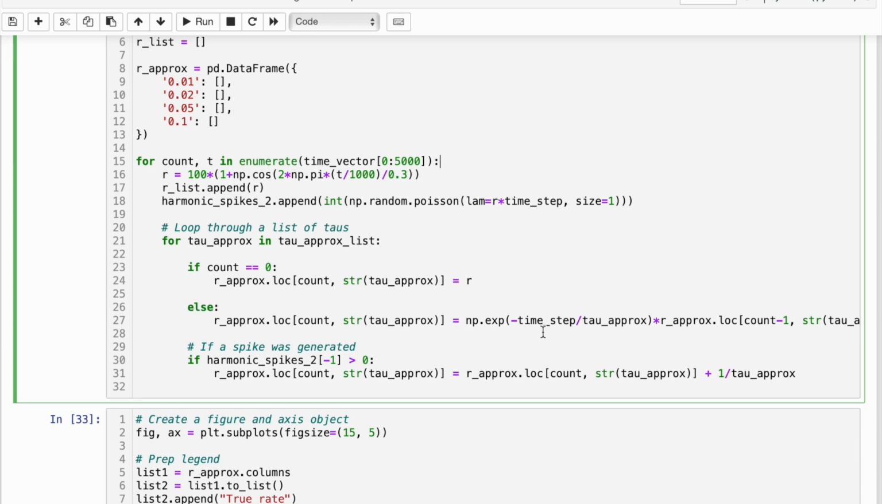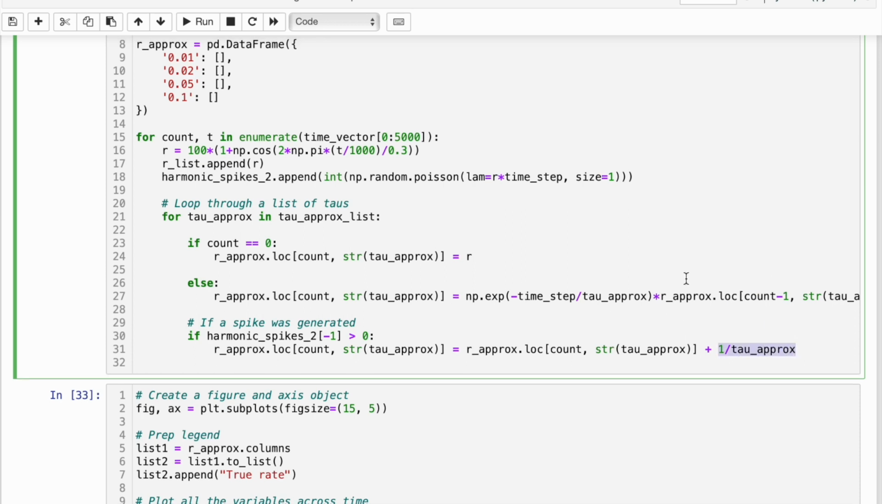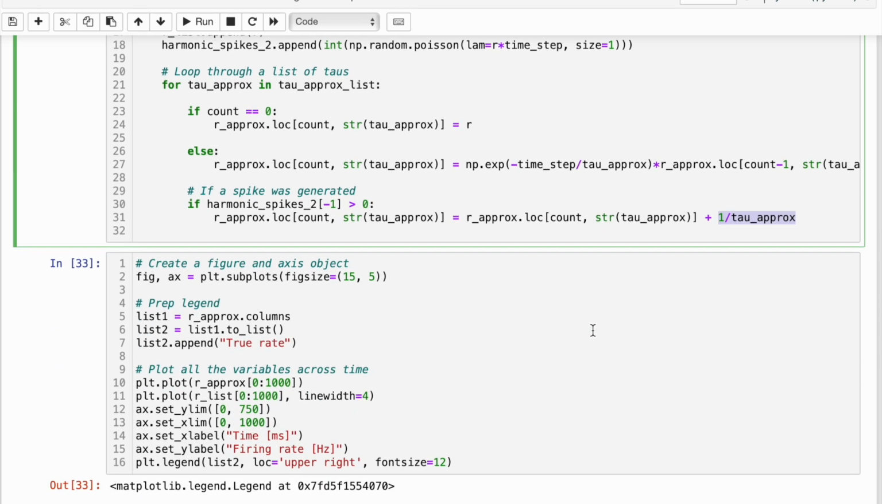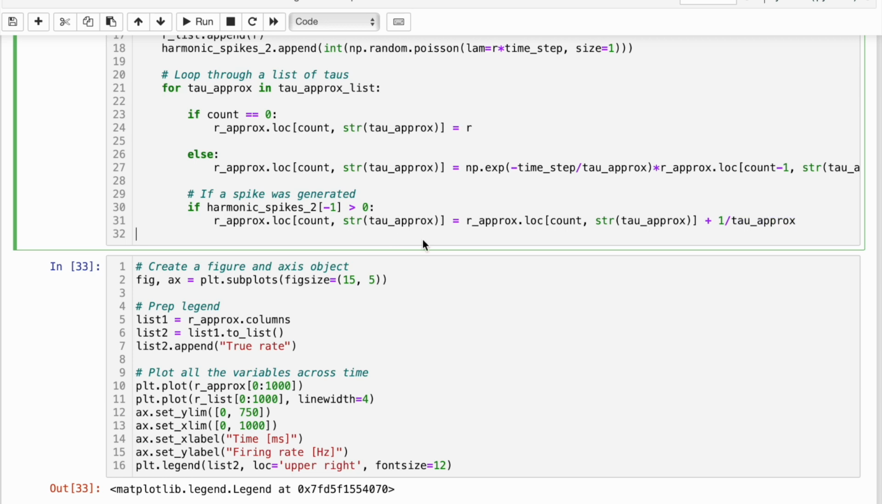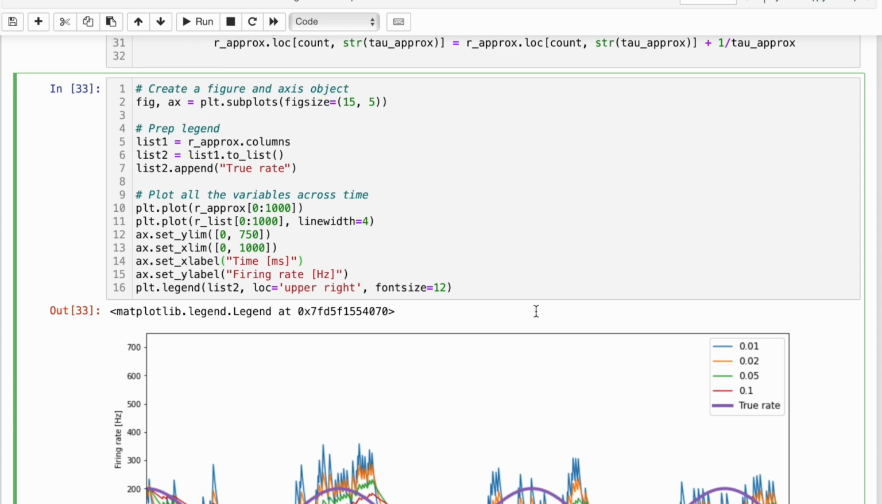And then we would use the actual equation. Otherwise, if there was a spike generated on the previous trial, then on the subsequent trial, you would increase the approximated firing rate using this 1 over the approximate tau formula. And then afterwards, this is actually all done. We have finished the data collection, so to speak, and all that remains is to plot what this looks like.